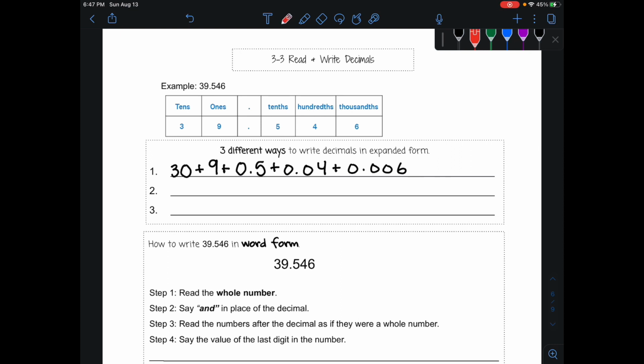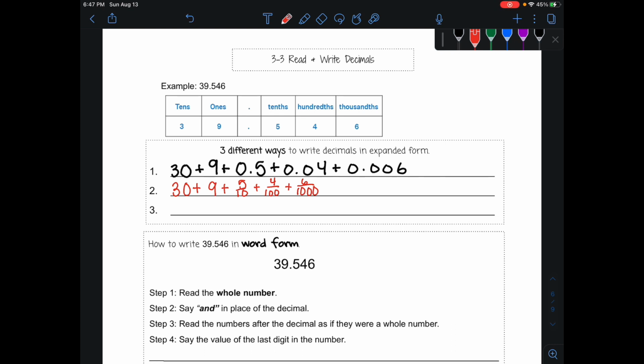And then the next way is by writing it out as a fraction. So we have 30 plus 9 plus 5 over 10 plus 4 over 100, and then 6 over 1000. That is another way.